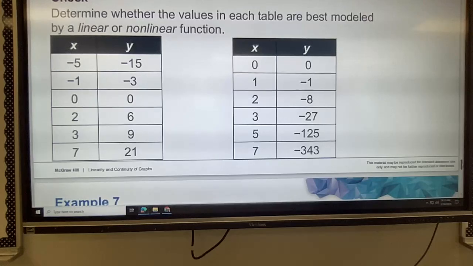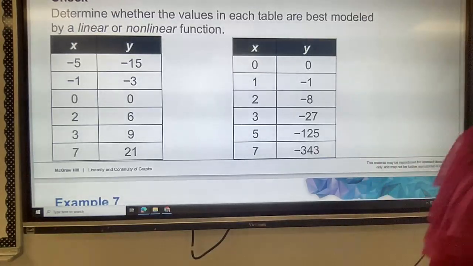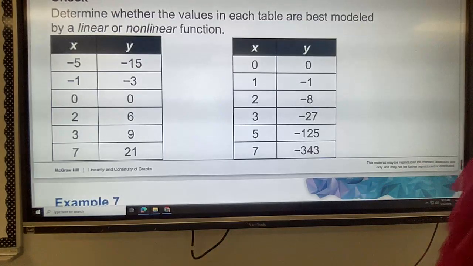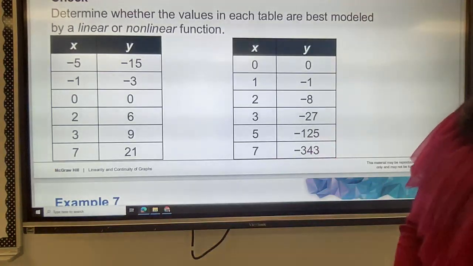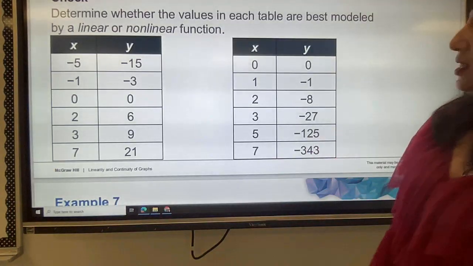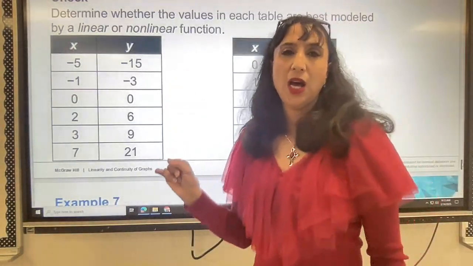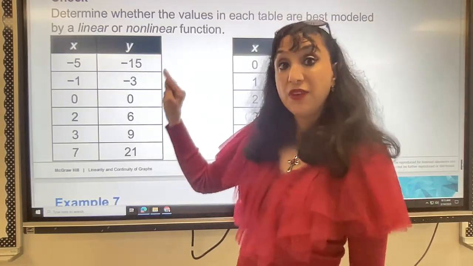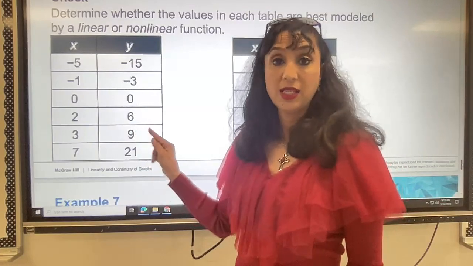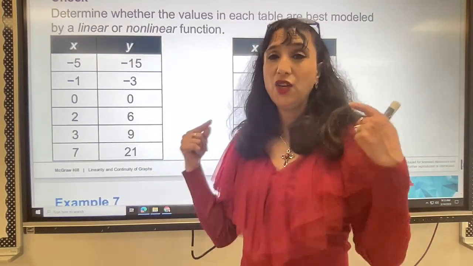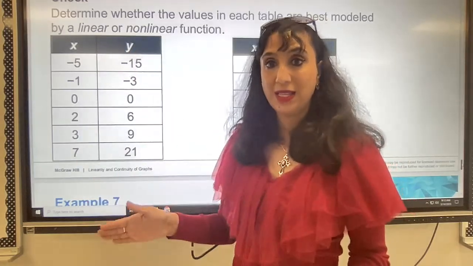Okay, so let's go ahead and look at two more examples and see whether it is linear or non-linear. So let's look at the first one. Determine whether the values in each table are best modeled by a linear or non-linear function. Okay, now I need you to realize that when you are seeing that something is going up, it's going from negative 15 to negative 3, and then 0, and then 3, and then 6, and then 9. I need you to be mindful that there may be values in the x that are missing.